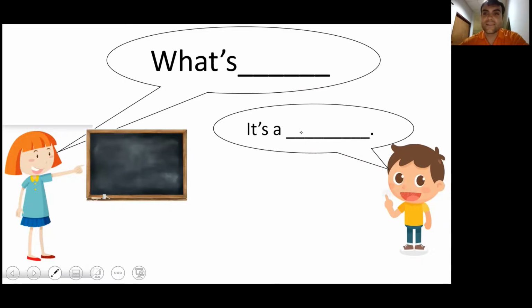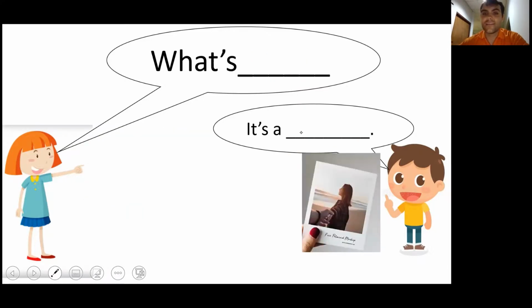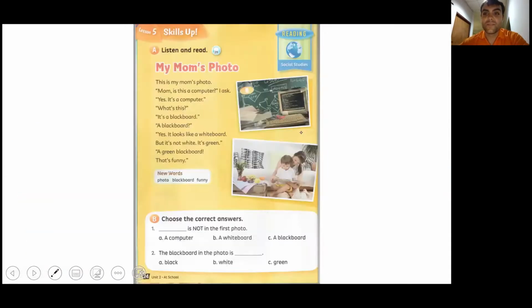Now, what does she say? Right. What's this? And the boy says, what is it? You guys remember? Right. It's a blackboard. Now what does she say? Right, she says, what's that? And then the boy says, what does he say? Right, he says, it's a photo.